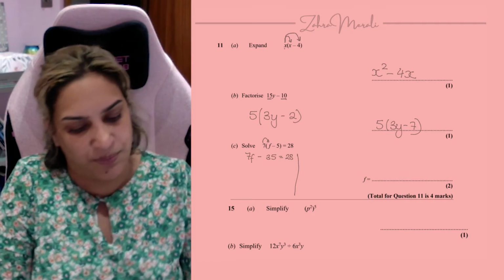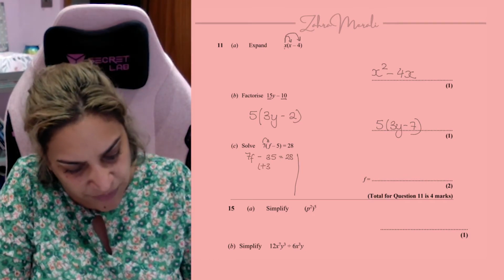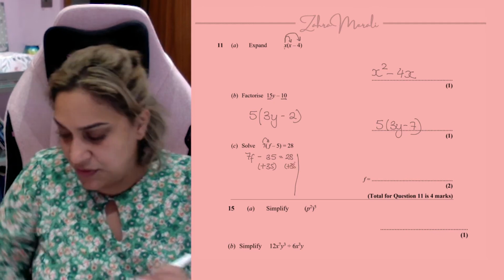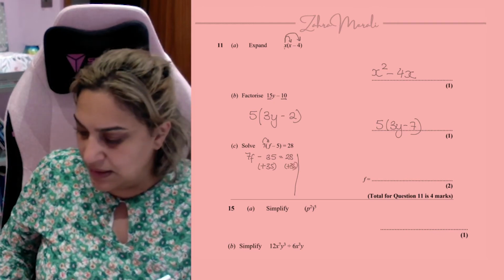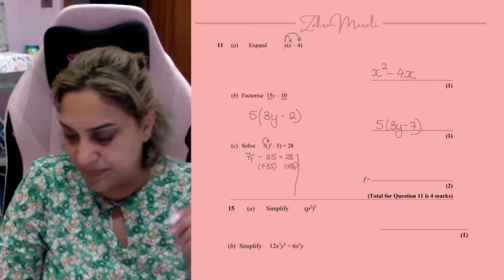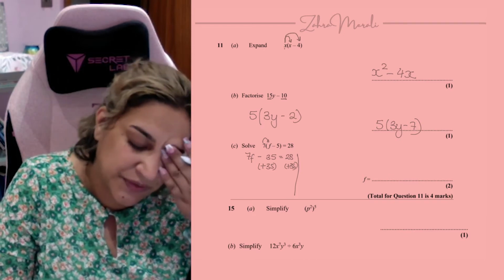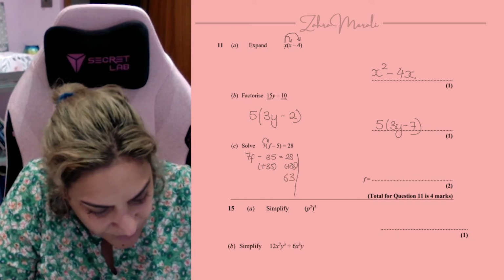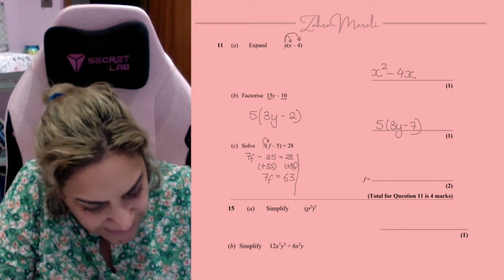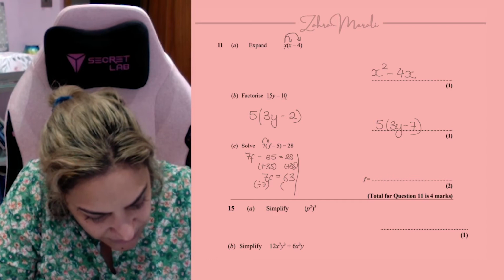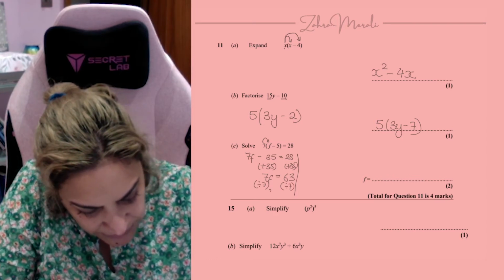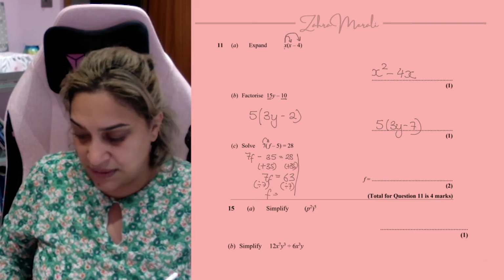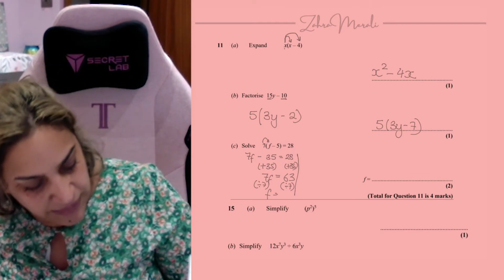And then you would add 35 on both sides. So you'd have 28 plus 35, which is 63, equals 7f. And then you could divide by 7, and you'd get to your answer. Okay, so you get to 9.